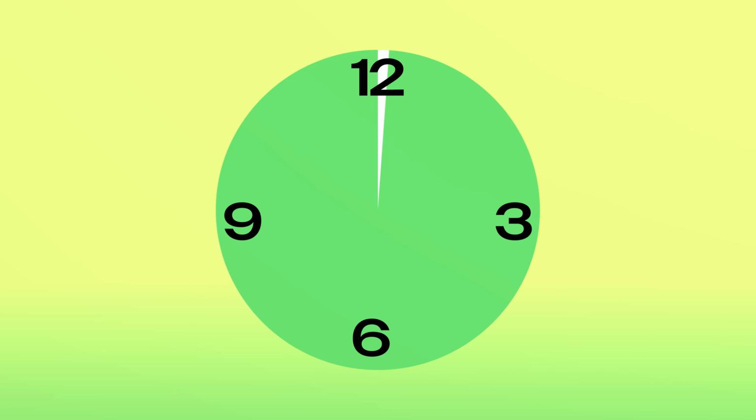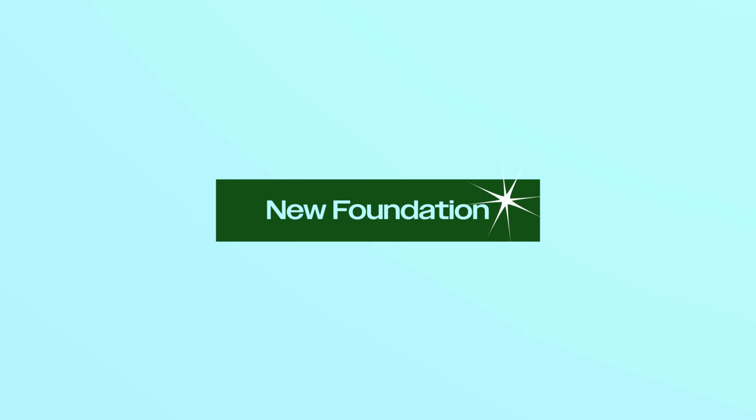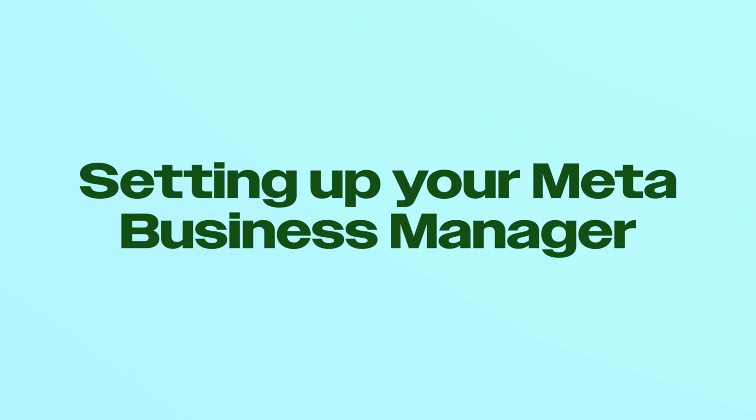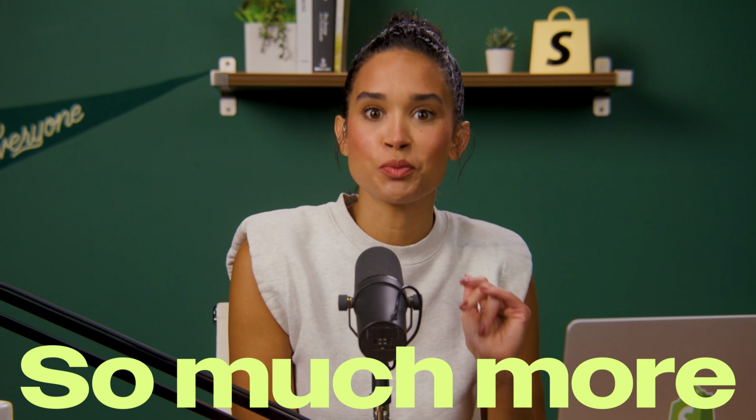I know this may already sound like a lot, especially if you're still new to the game, but over the next 10 minutes, I'm giving you the new foundation. We've got 8 chapters dedicated to setting up your Meta Business Manager, explaining why your creative is now your primary targeting mechanism, and so much more, including revealing the exact campaign structure winning for Shopify stores right now. Oh yeah, lots to talk about, so let's get to work.